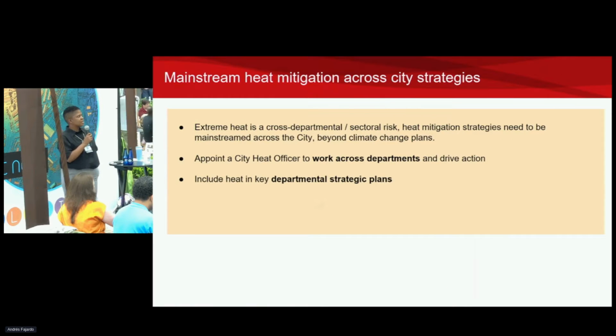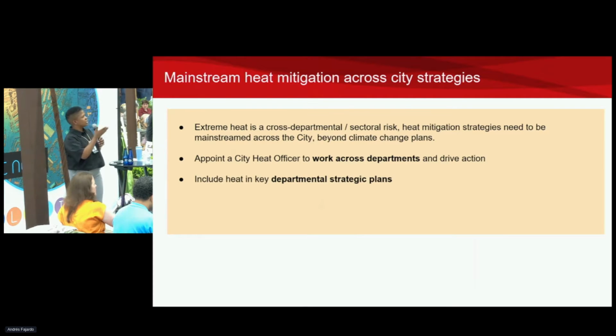And then secondly, it's mainstreaming mitigation across all city strategies. The first thing and the important thing is understanding that heat is not an environmental issue. It's not just an environmental department issue. So action and action planning does not need to be centralized within the environmental department.